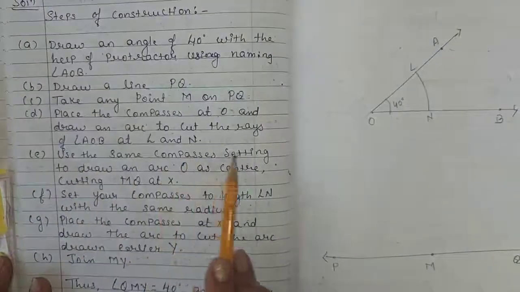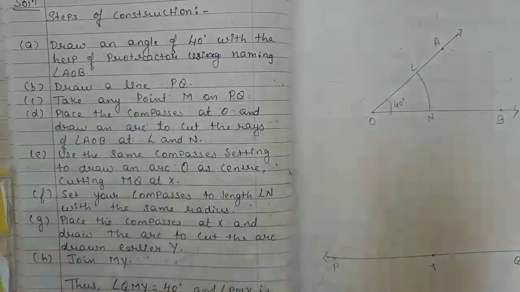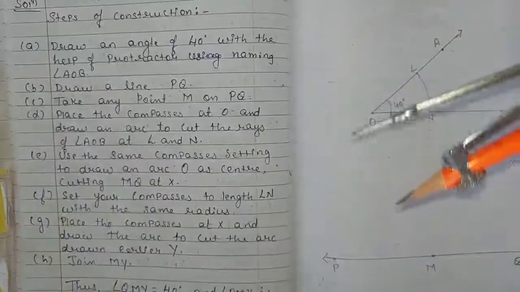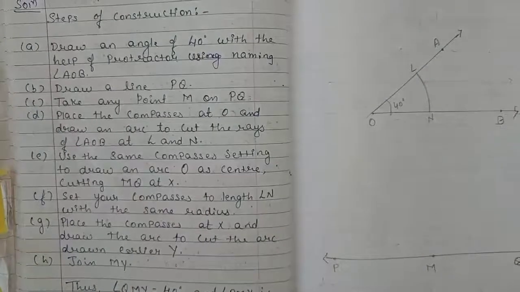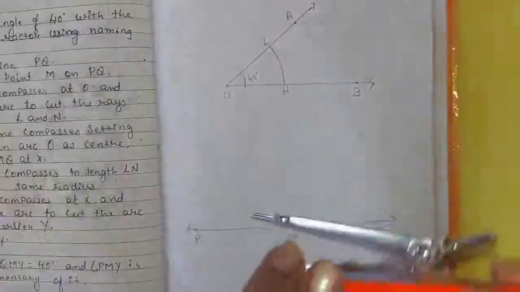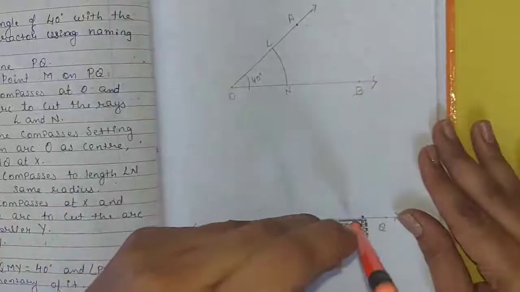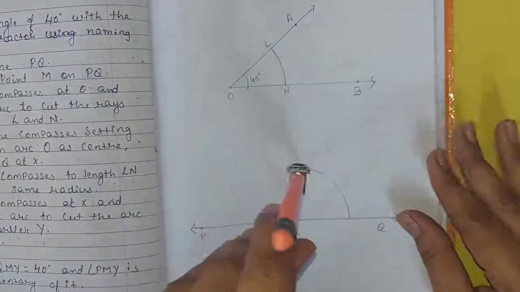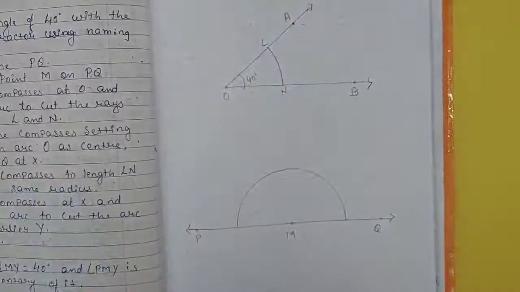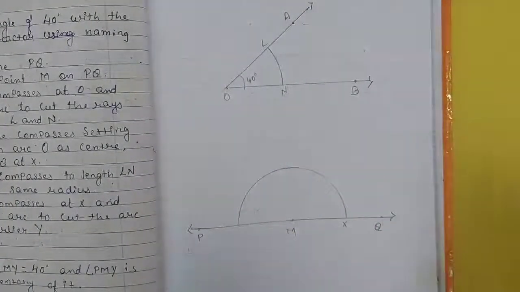Use the same compasses setting to draw an arc with O as center cutting MQ at X. This means the same opening of the compass. So this is the same opening of the compass. We have to cut MQ at X. So let us draw this. Students, taking M as a center with the same opening of the compass, we make one arc. Now we label this on MQ as X.